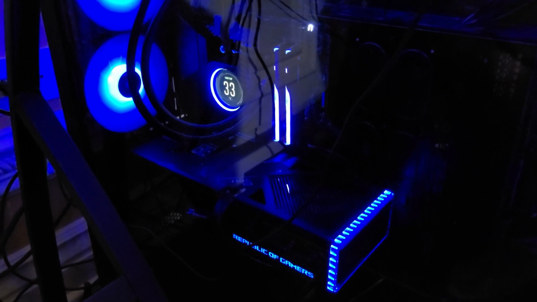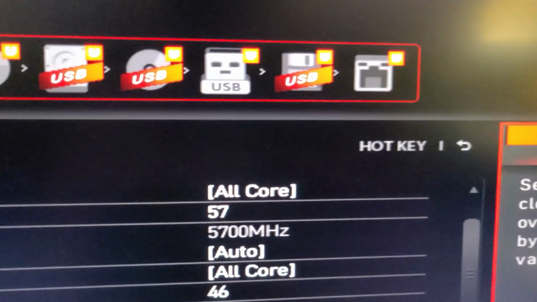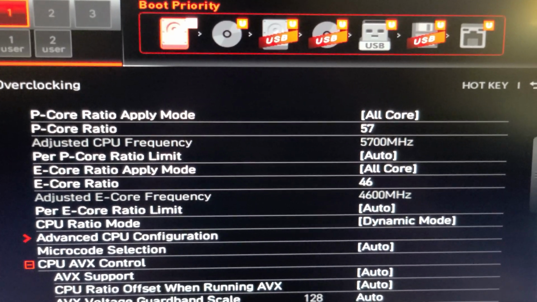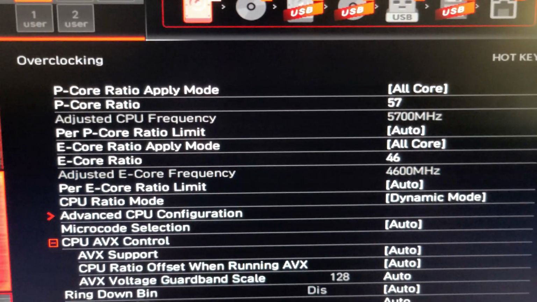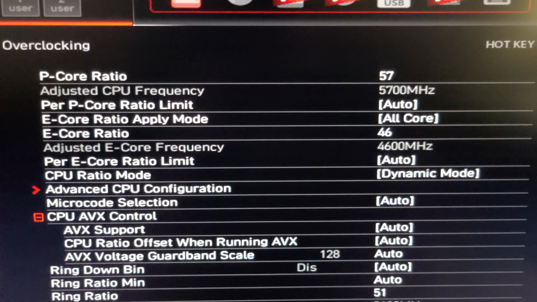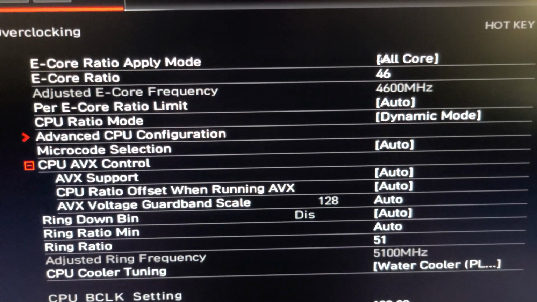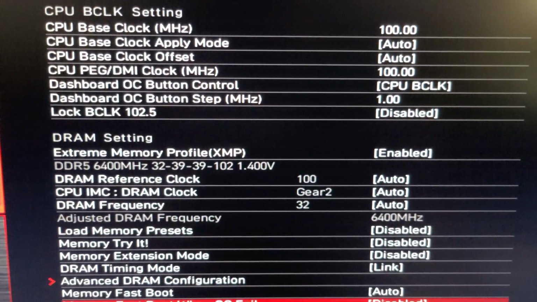Hey guys, so we're up and running with the H170i Elite LCD with 420mm radiator and my i9-14900K CPU. So we're in the BIOS here. As you can see, I'm running the i9-14900K CPU. Unfortunately, this wasn't a very good silicon lottery, so my all-core overclock is only 5.7 GHz, which really is no gain from my i9-13900K CPU. So unfortunate, but I guess that's the luck of the draw. I did set my E-cores to 4600 megahertz, and the ring ratio is at 5100 megahertz, which is a slight gain over my previous chip.